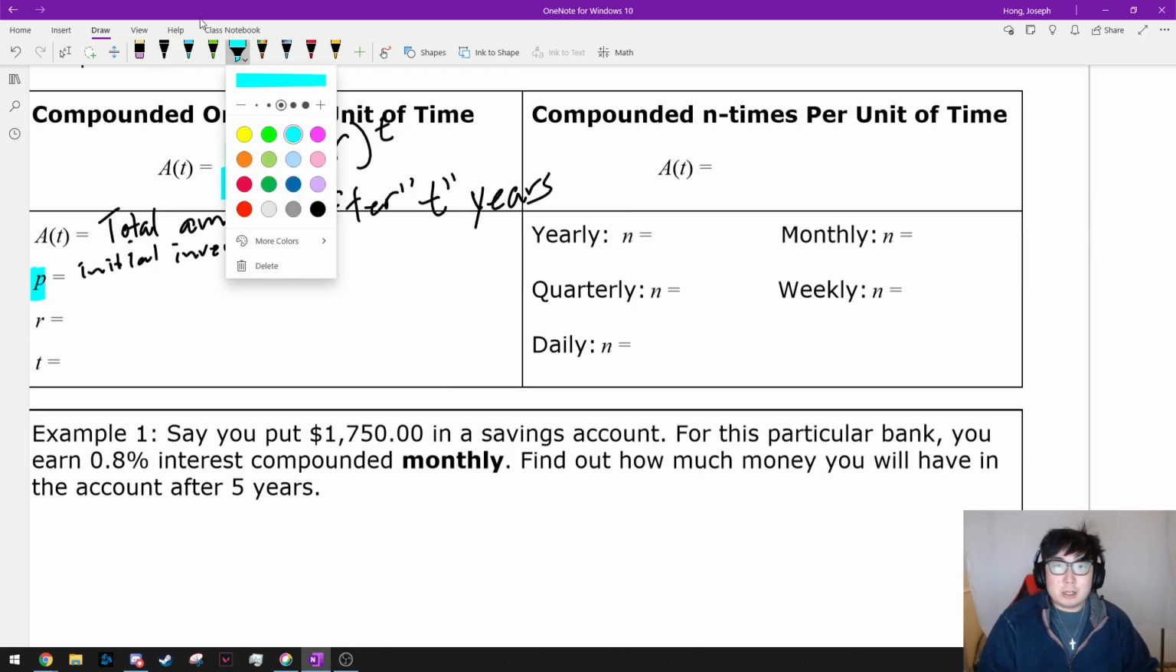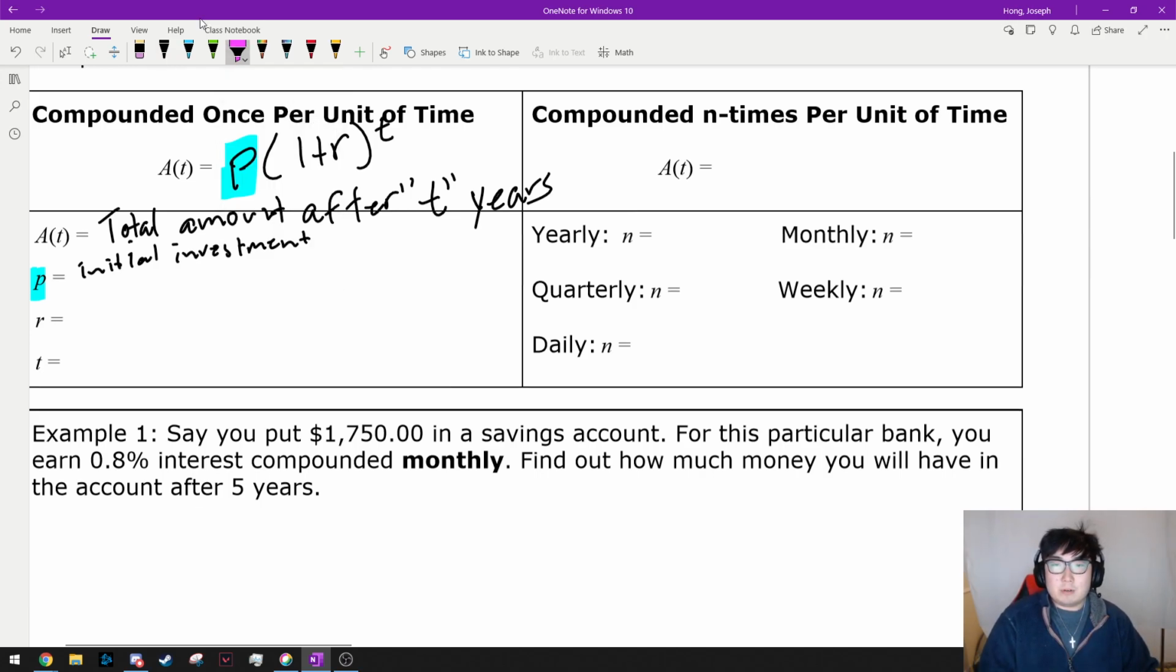The R stands for rate. So this is the rate. And I'm gonna put a star here and make it become a decimal.